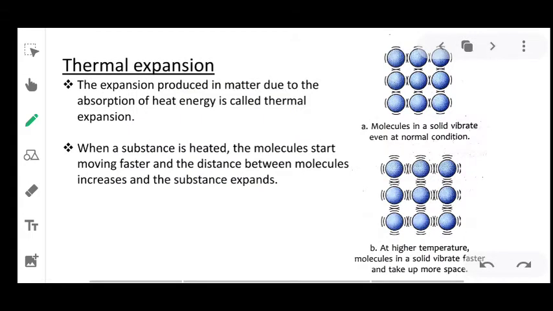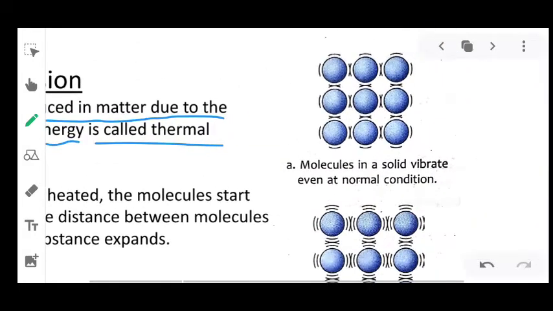So what is thermal expansion? The expansion produced in matter due to the absorption of heat energy is called thermal expansion. It means that on heating, most substances increase their volume, and that expansion in a substance due to heat energy is called thermal expansion. Now the question is how substances expand when they are heated.